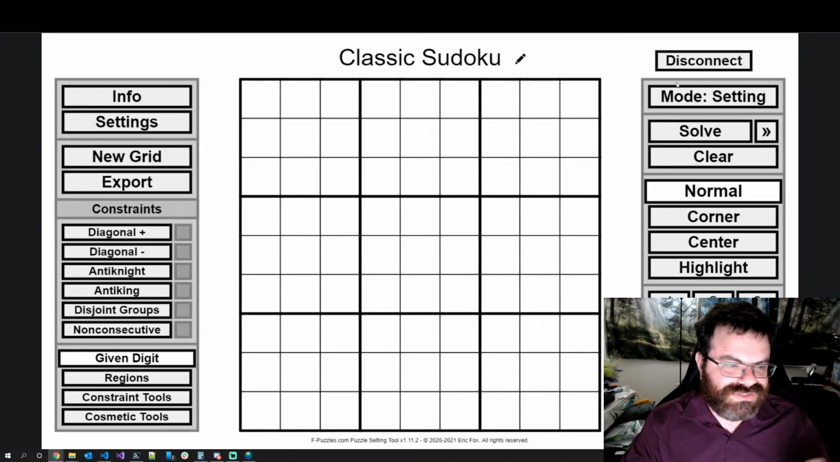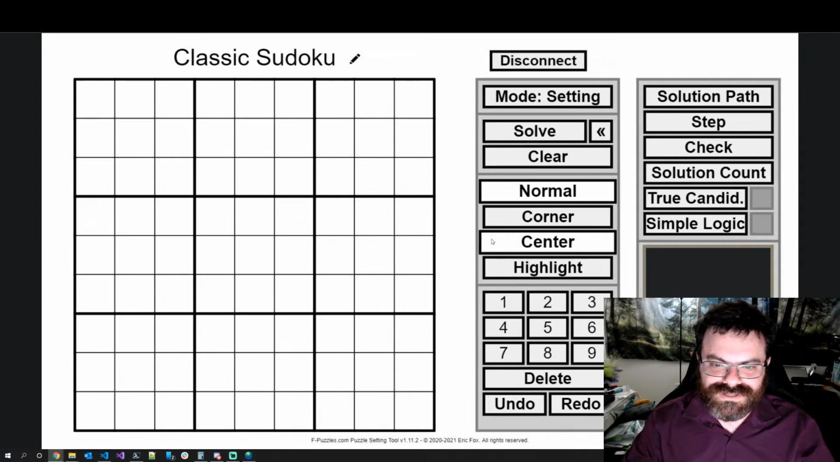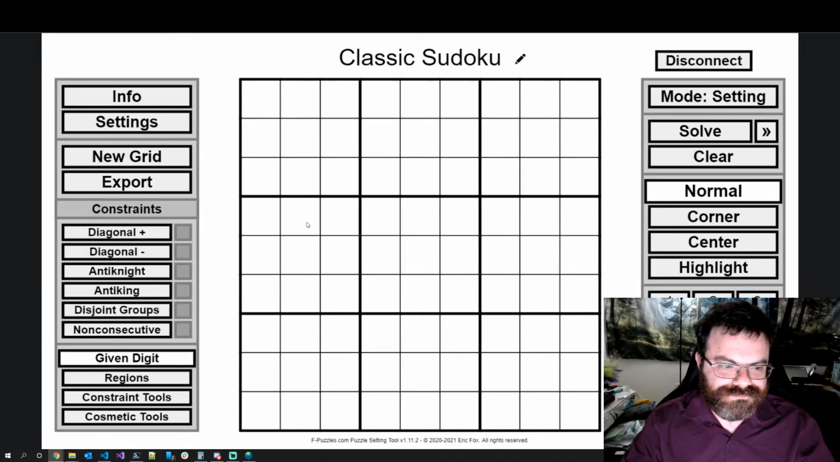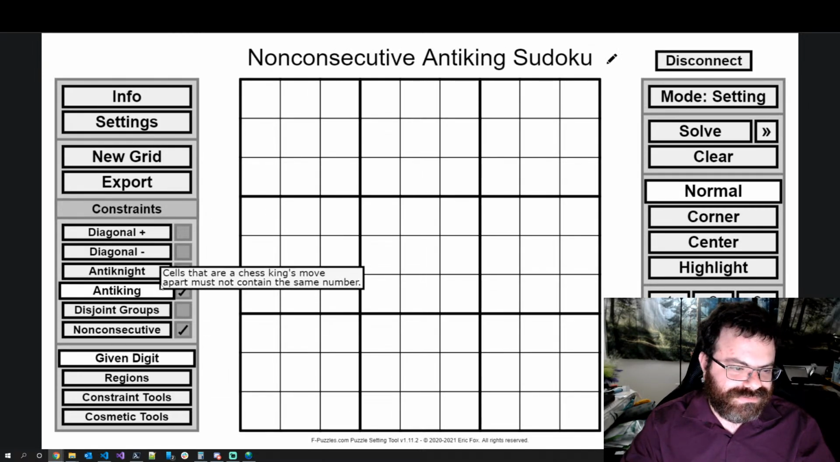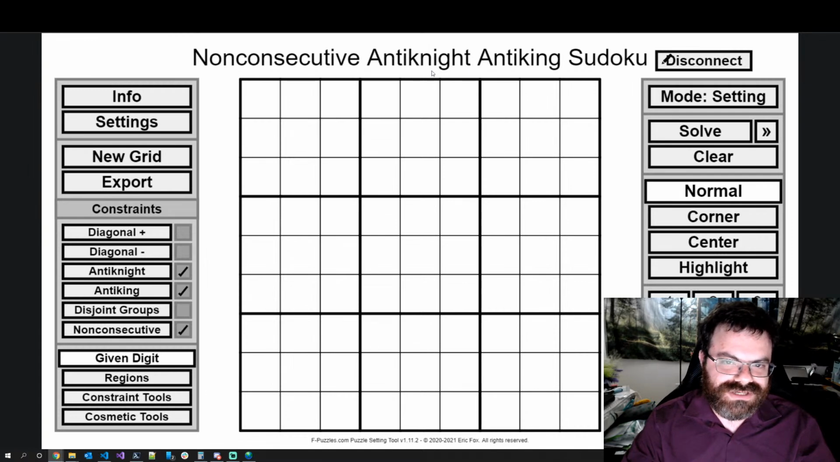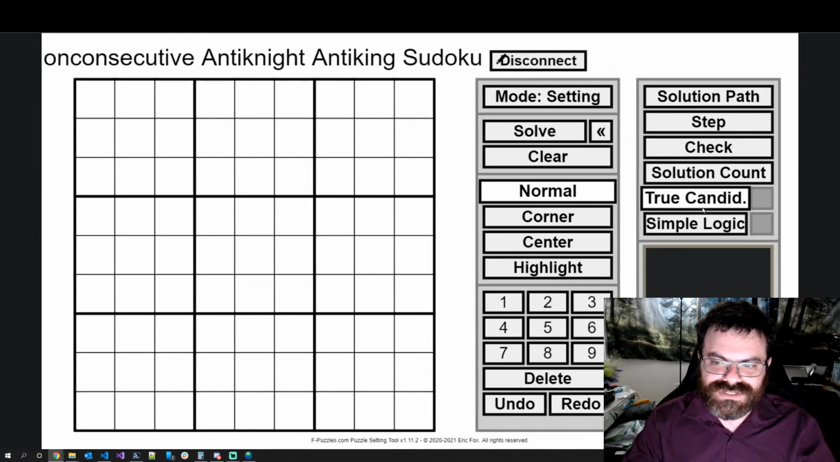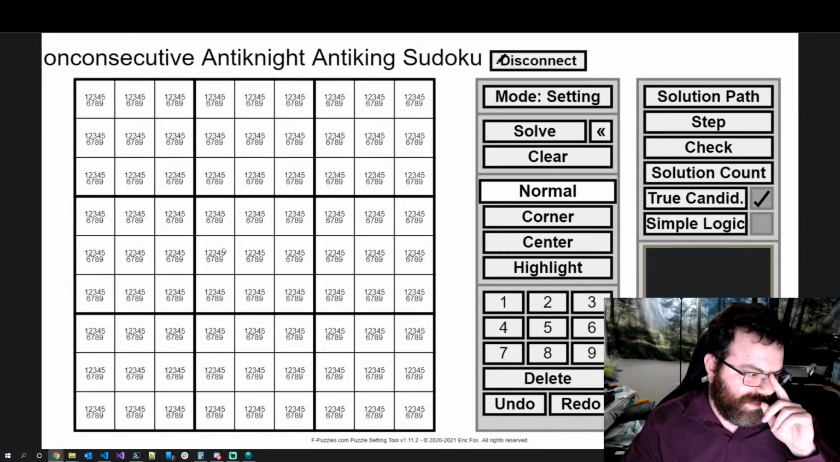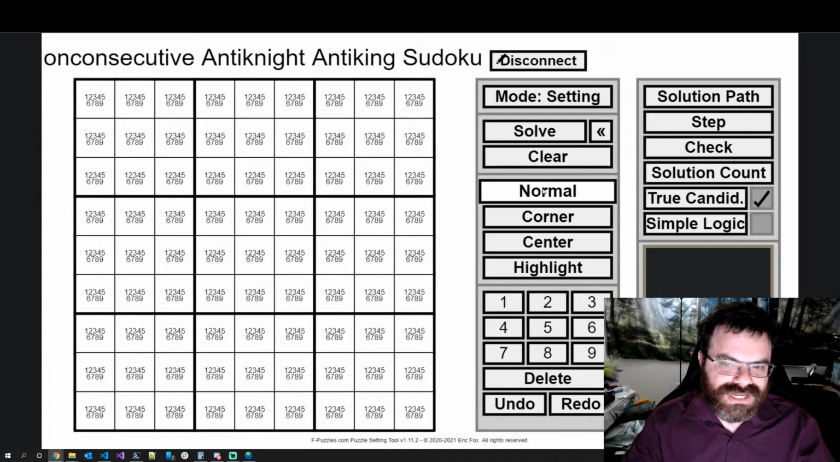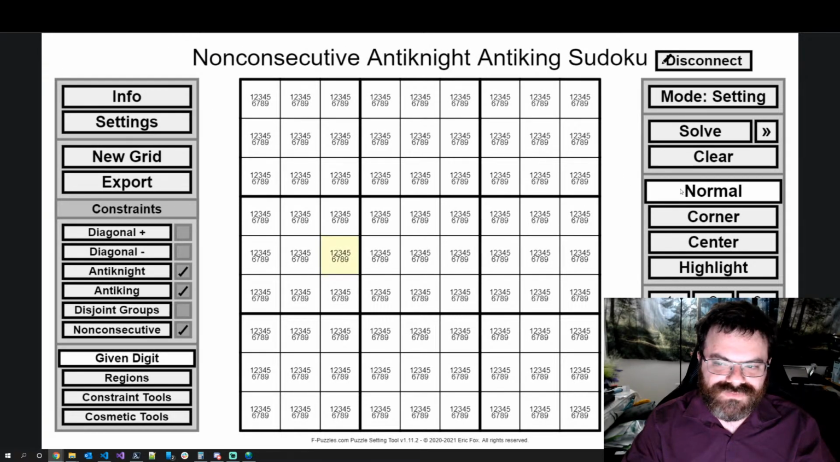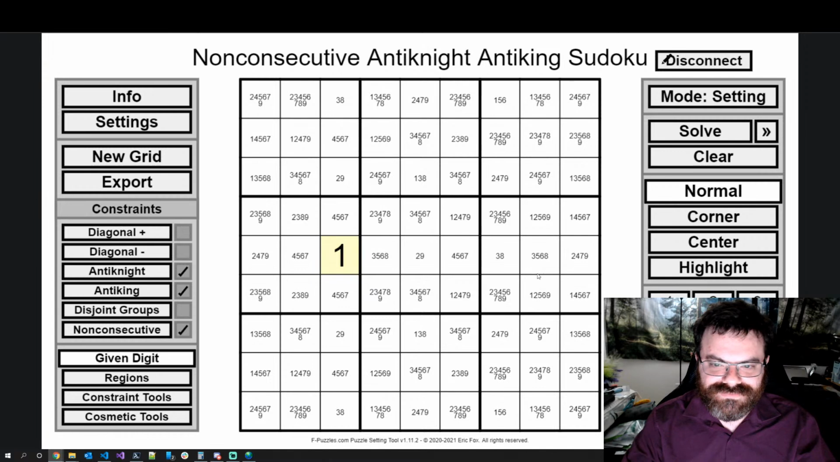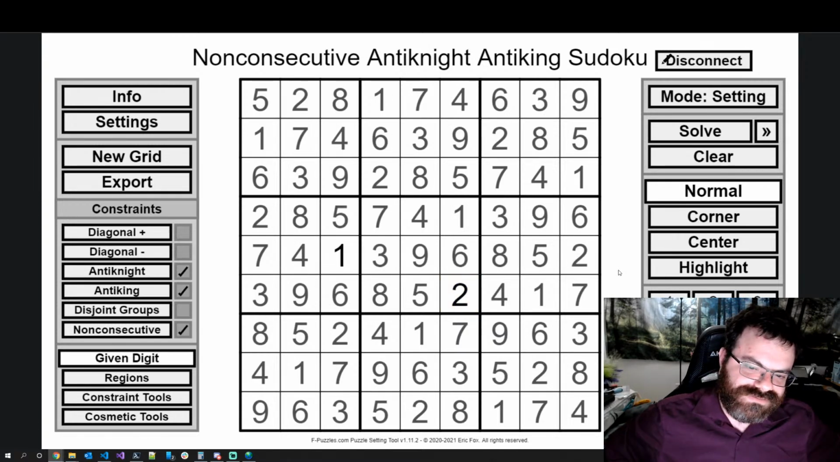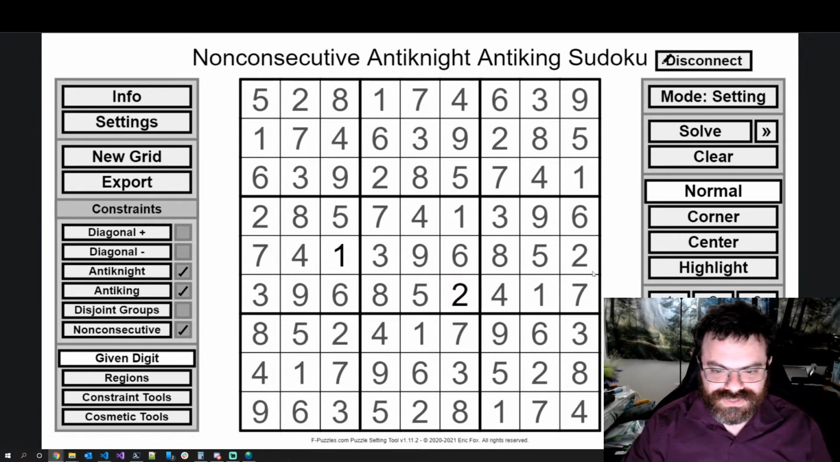So that connects FPuzzles to my solver, and it replaces a bunch of stuff here. So just as an example, I'm going to turn on the miracle rules here, non-consecutive, anti-knight, anti-king. Then I'm going to turn on true candidates, and this will display all the possible candidates that actually lead to a solution. So if I type 1 here, that's going to significantly reduce our candidates because miracle is very restrictive. And then the original miracle puzzle had a 2 here. You can see that's enough to have a unique puzzle here.